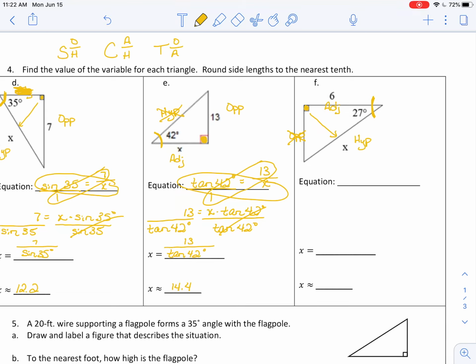So if I'm not using the opposite leg, if I'm using only A and H, that's telling me to use cosine. So I'm going to put COS for cosine. I'm going to write my angle, and I'm going to set it equal to A over H, the adjacent leg over the hypotenuse. So I'm going to cross multiply. I'll put it over 1. 6 times 1 is 6. X times the cosine of 27 is just that. And then I'll solve. To get X by itself, I need to undo multiplying by the cosine of 27, so I'm going to divide by the cosine of 27.